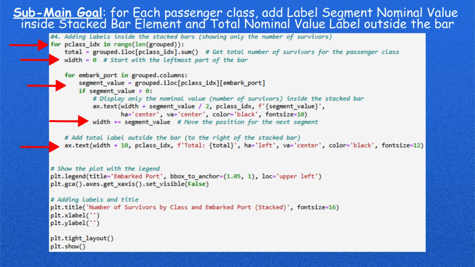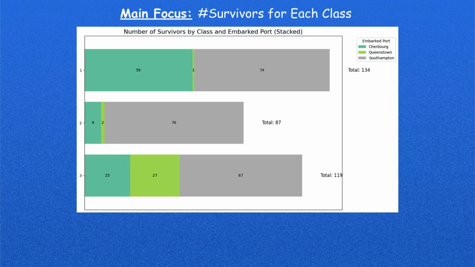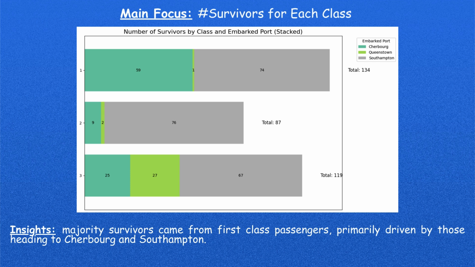To make the chart look more professional, we add a legend to explain the colors representing different embarkation ports, a main title at the top of the chart, and remove any unnecessary x-axis and y-axis labels. Additionally, we make the x-axis invisible to avoid cluttering the chart. After running the code, you will obtain the stacked bar chart, highlighting the total number of survivors for each passenger class. For example, the majority of survivors came from first-class passengers, primarily driven by those heading to Cherbourg and Southampton.